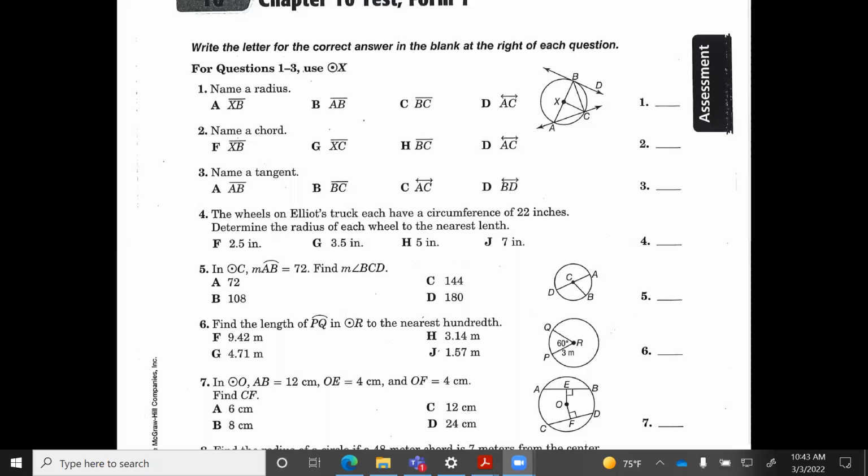Let's do this as quickly as possible here. So we have the review from Tuesday is what we're taking a look at now.